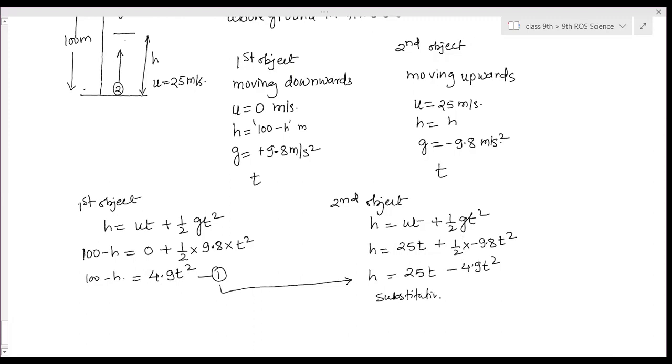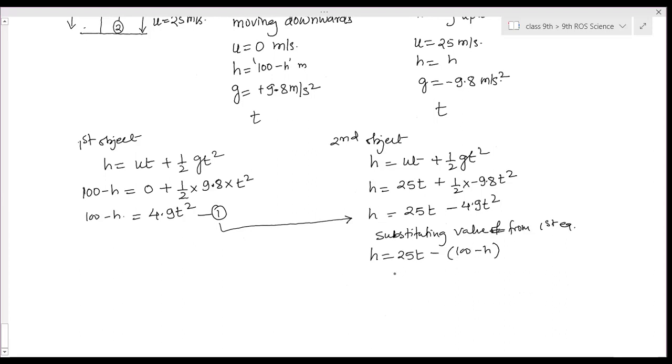Substituting value from first equation. So it will be h is equal to 25t minus 100 minus h. Now simplify this. 25t minus 100 plus h is equal to h. So this h and this h get cancelled because this h will become here minus h, 0. So 100 is equal to 25t. T is equal to 4 seconds. So they will meet in 4 seconds.